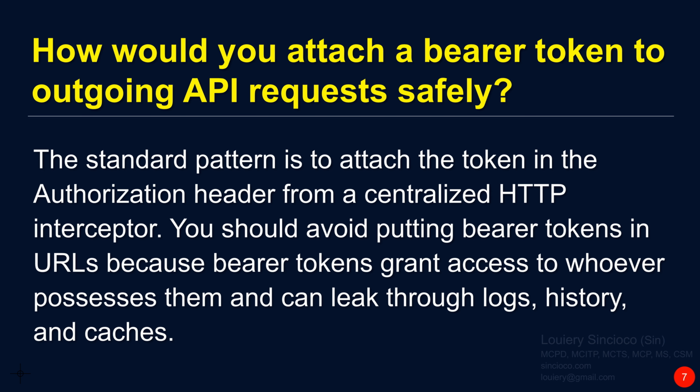How would you attach a bearer token to outgoing API requests safely? The standard pattern is to attach the token in the Authorization header from a centralized HTTP interceptor. You should avoid putting bearer tokens in URLs because bearer tokens grant access to whoever possesses them and can leak through logs, history, and caches.